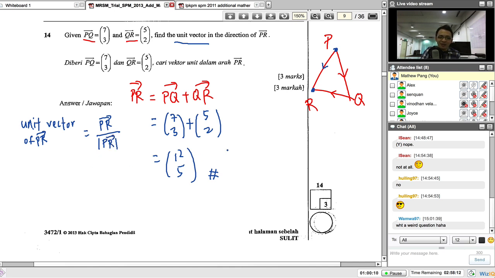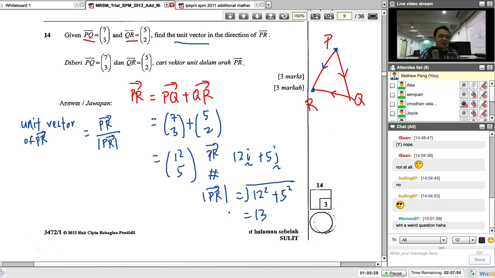Vector PR, if you write it in vector form, is 12i plus 5j. And the magnitude of PR is simple. It's just the length of PR, square root of 12 squared plus 5 squared, which is 13. Over here, I can also write in column vector form. I don't necessarily have to, but I will show you both just for you to understand. So this one is 12, 5 over 13.